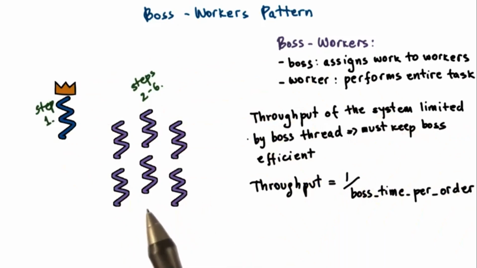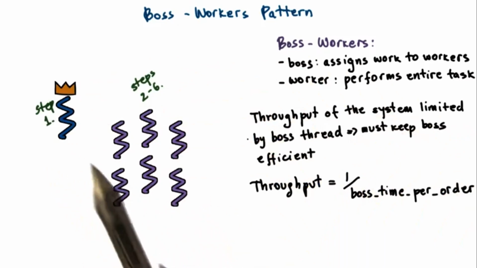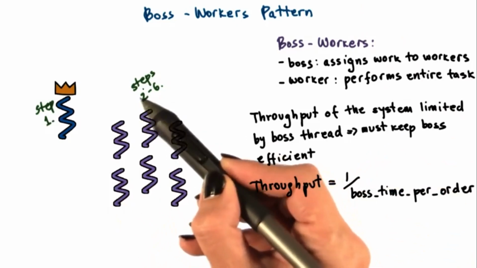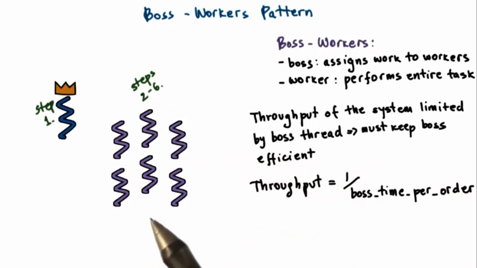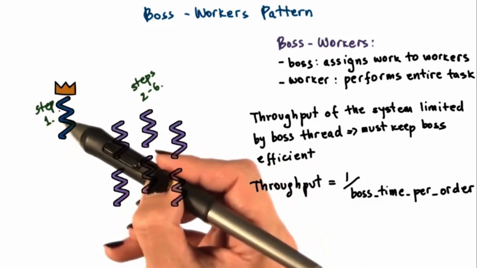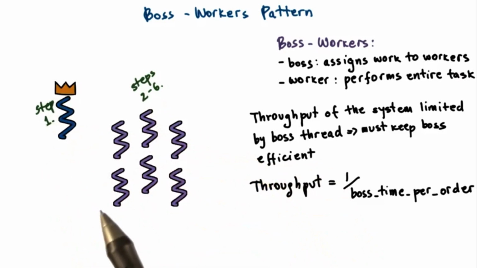overall is performing well. In our toy shop example, the boss thread just picks up an order from the customer and immediately passes it to the workers. It doesn't really look to see what it's for. That's why each of the workers starts with step 2. So in that way, we're trying to limit the amount of operation that's required from the boss on each order.